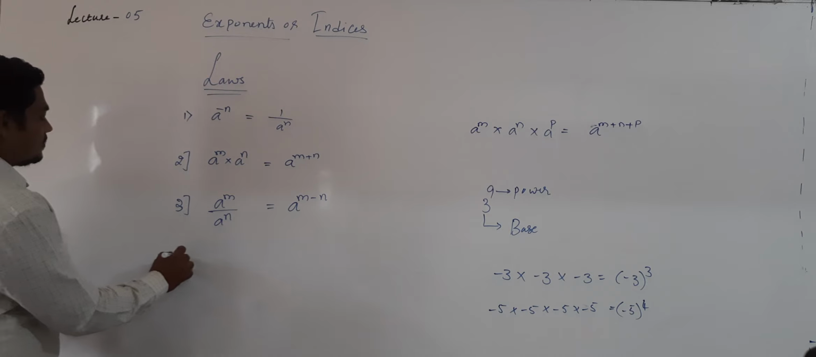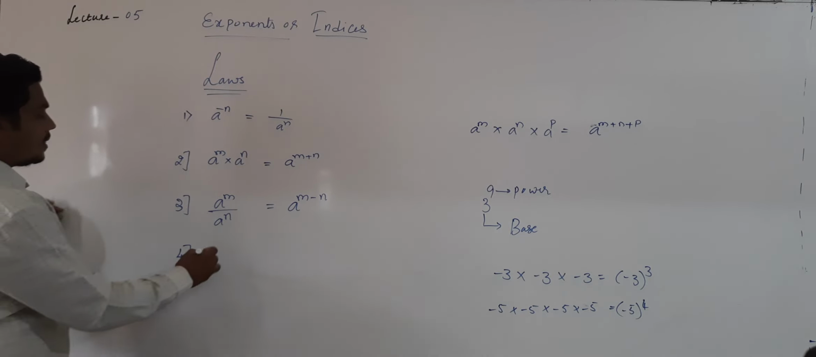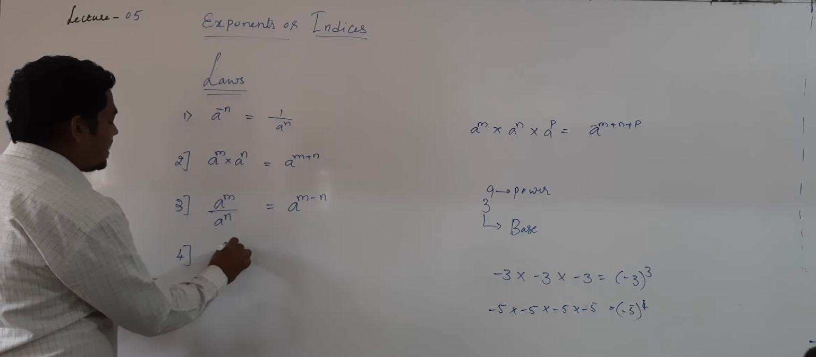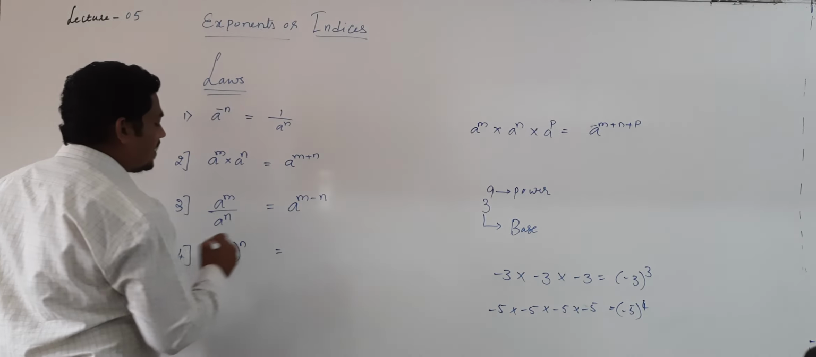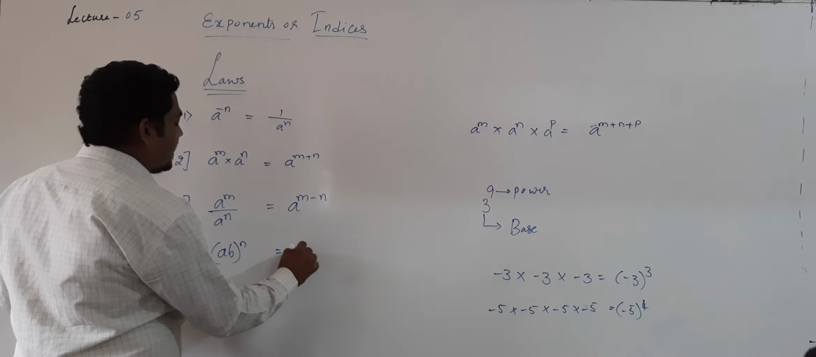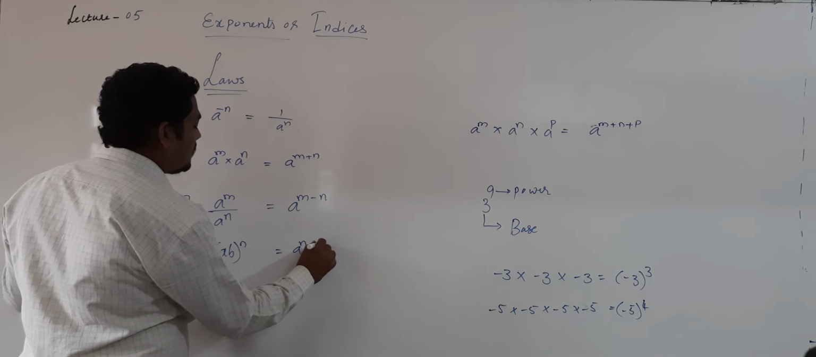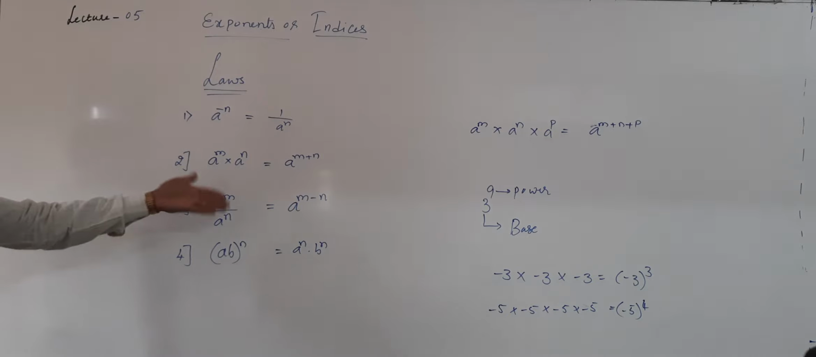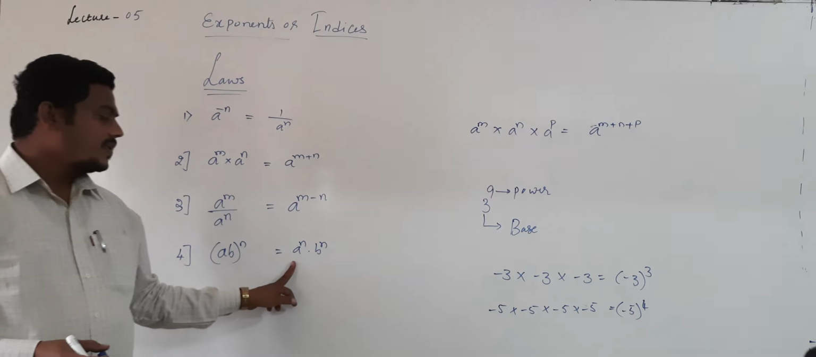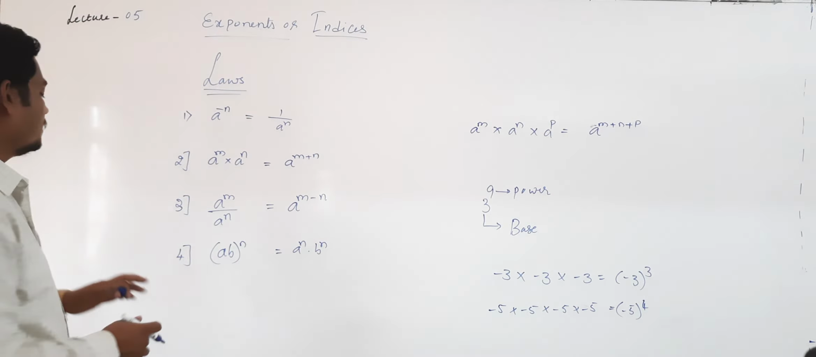Next, a into b whole thing power n can be written as a power n into b power n.